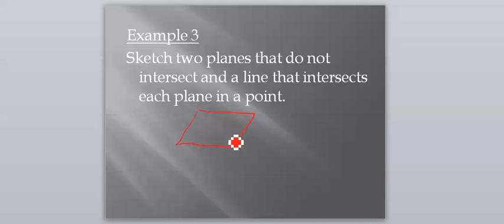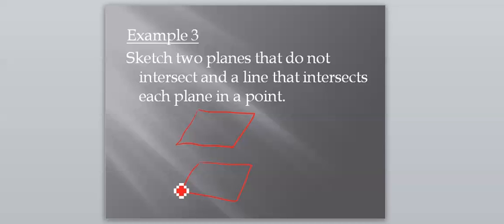So here's my first plane. We need a second plane that does not intersect that. Things that do not intersect are parallel. So I'm going to draw my second one below this. So picture that one is above the other and they're parallel, stacked on top of each other but spaced apart.